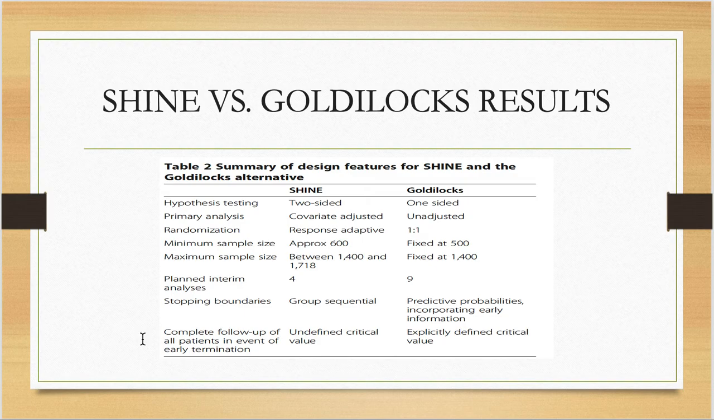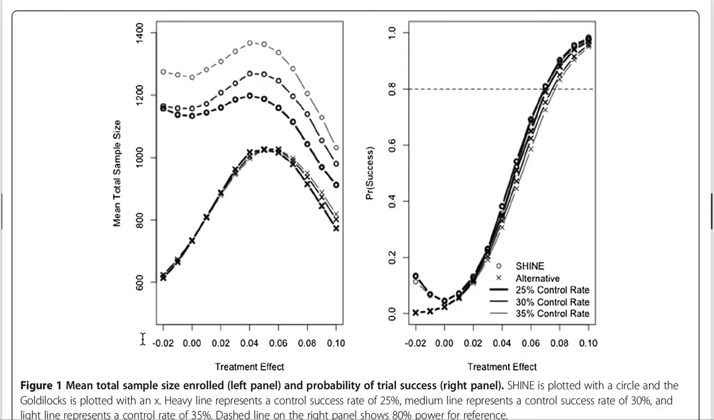The planned interim analyses were 4 for SHINE, but 9 for Goldilocks. Stopping boundaries were group sequential for SHINE, and stopping boundaries were predictive probabilities incorporating early information for Goldilocks. And the complete follow-up of all patients in the event of early termination in the SHINE trial was defined by an undefined critical value, and in Goldilocks by an explicitly defined critical value.